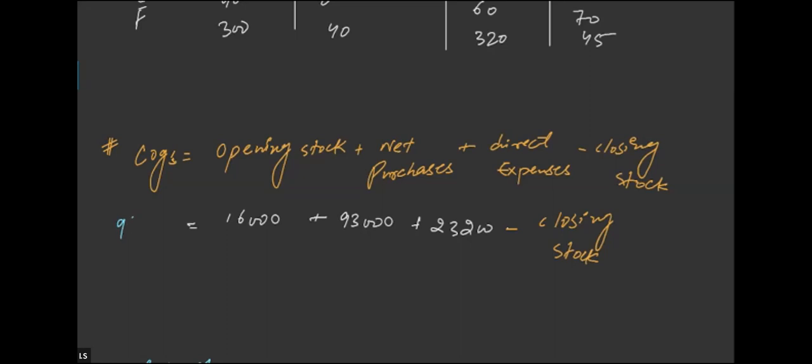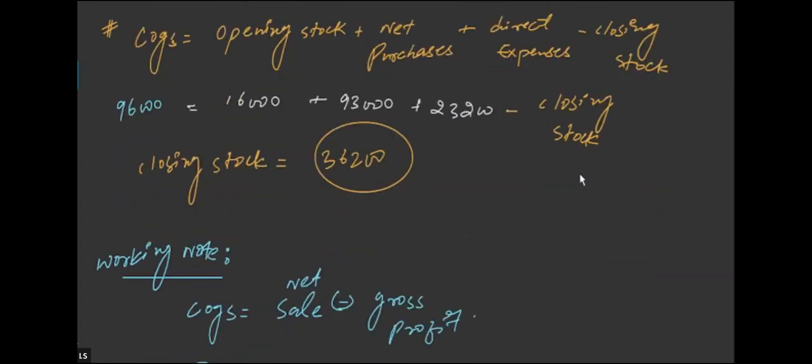So 96,000. Now you can calculate the value of the closing stock. How are we going to calculate it? We will be adding 16,000 plus 93,000 plus 23,200 minus 96,000. So it will be 36,200. 36,200 will be our closing stock. Is this clear to you, both of you, Alexander and Steve?